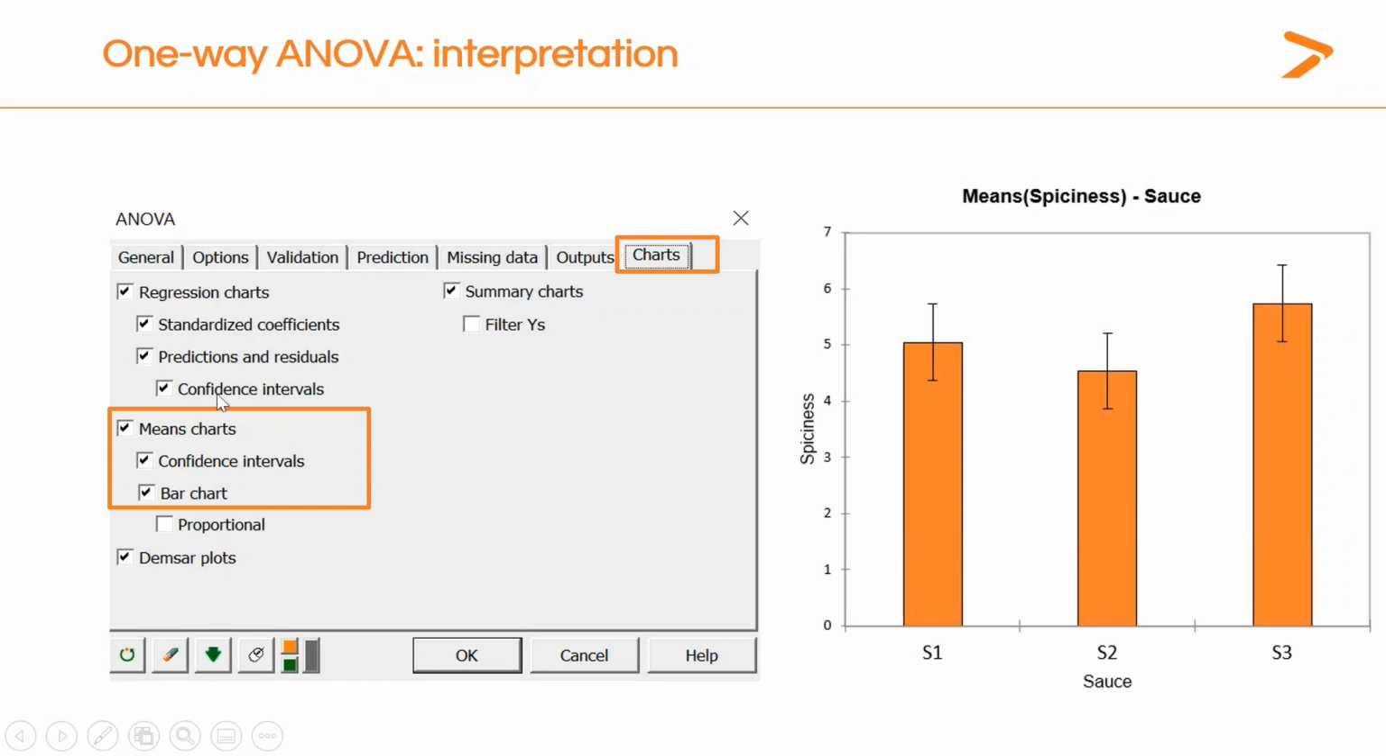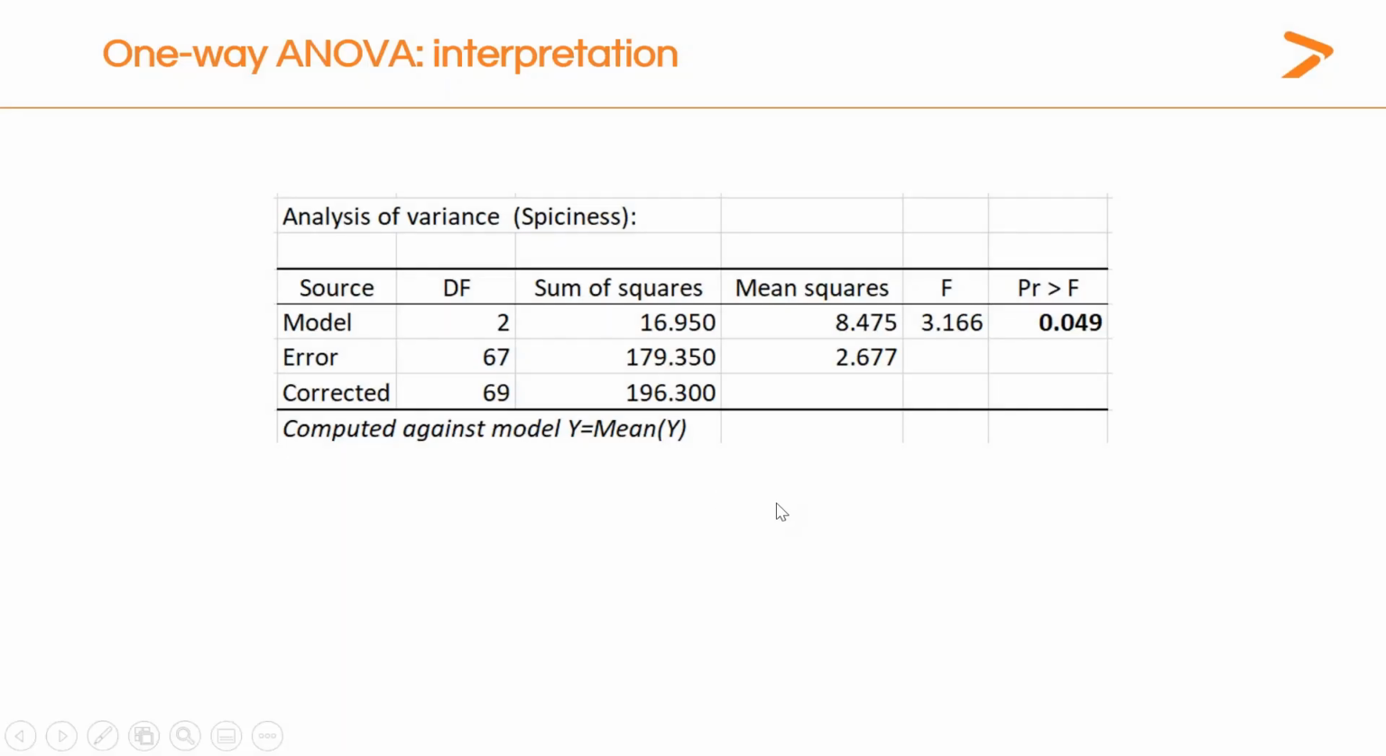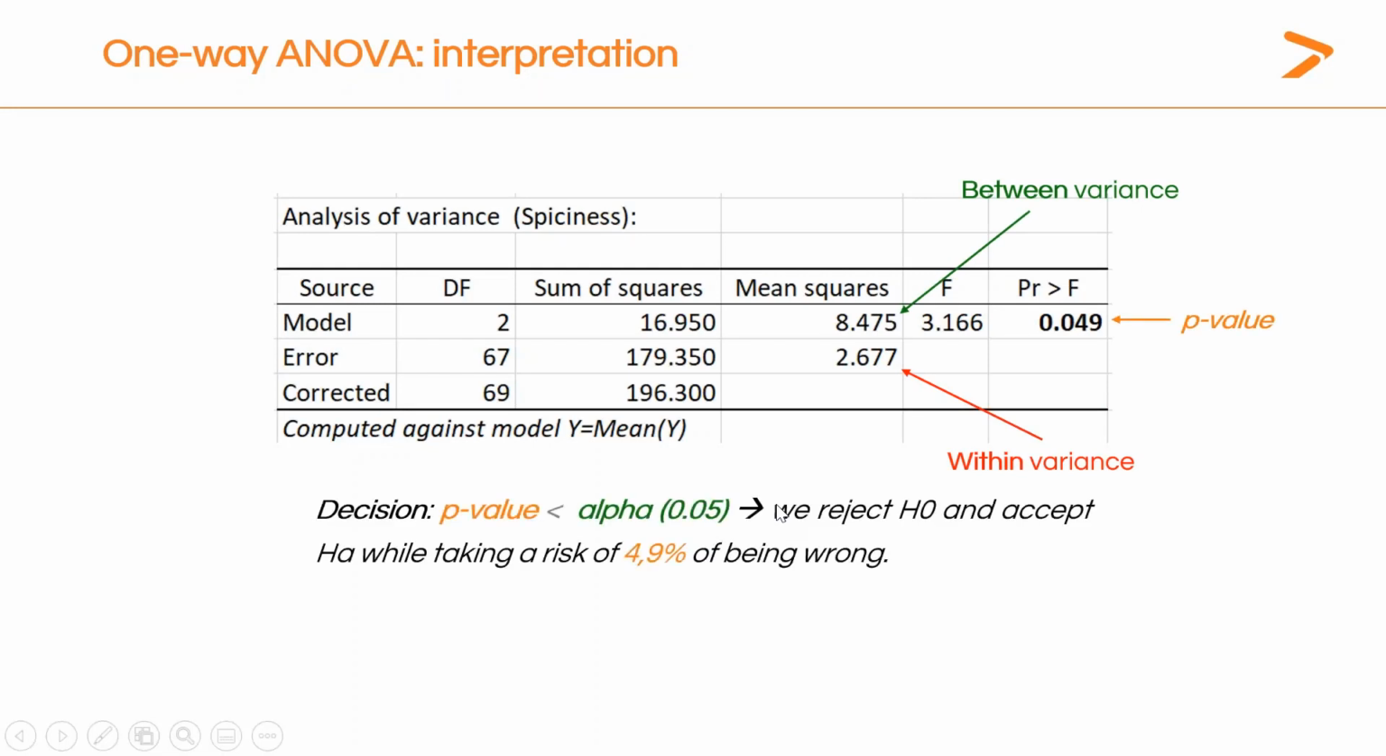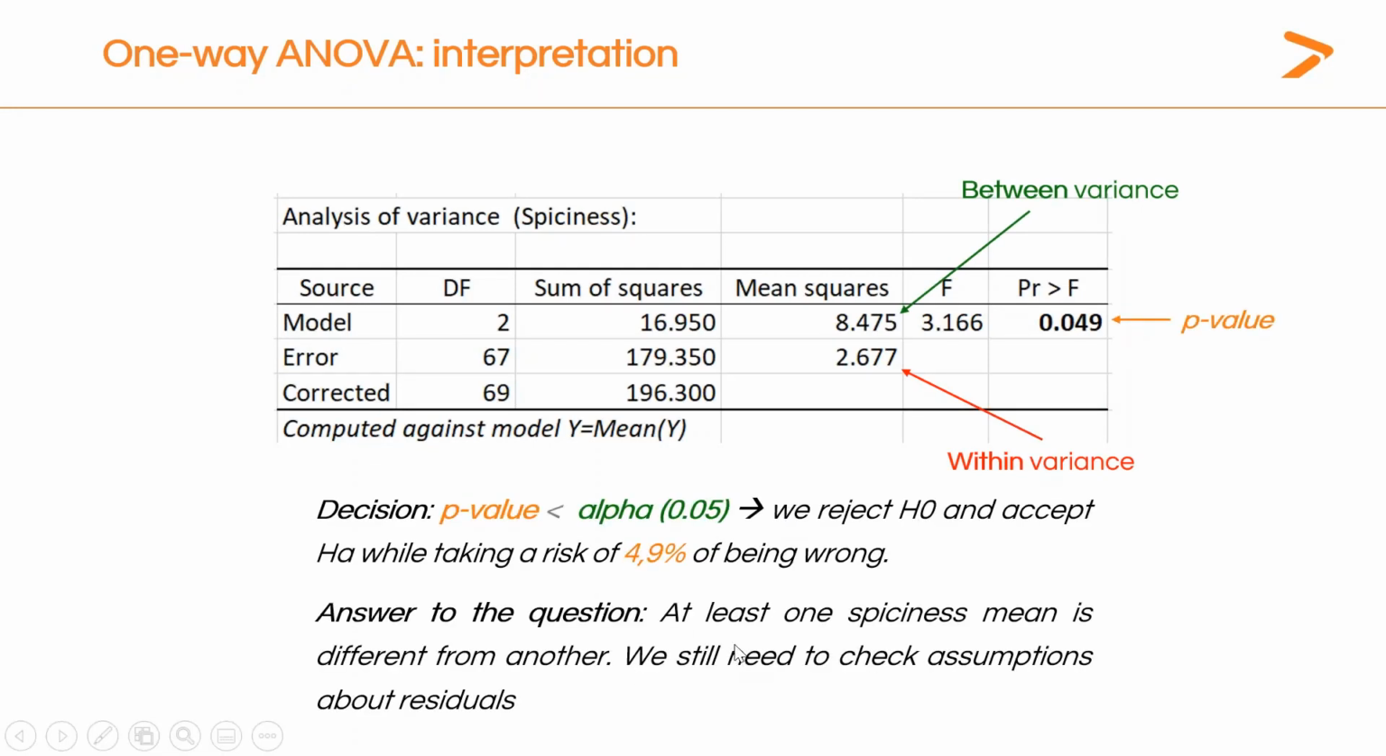In the ANOVA dialog box, you have a charts tab that allows you to draw different types of charts. And here you get the chart I had showed you earlier. So spiciness according to sauce with the different means and confidence intervals. So let us answer the question now. At least one spiciness mean is different from another. This is the alternative hypothesis.